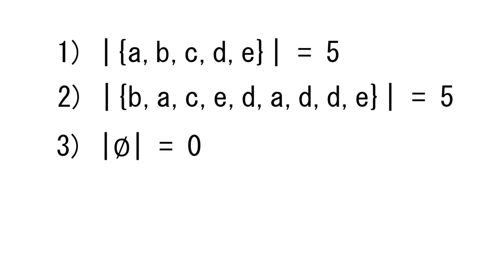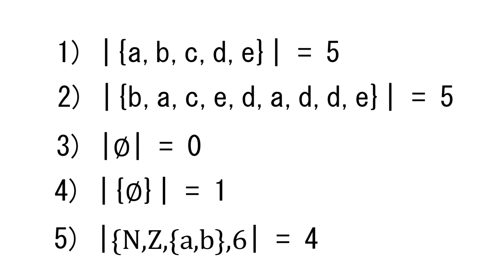For the third set, we're getting the cardinality of an empty set or a null set. So that means it has no elements, so the size is 0. For the fourth set, we're getting the cardinality of a set that contains a null set. Since that set contains a null set, it means it has one element, so it is a singleton set. For the last set, it has four elements, even though its elements are sets of their own.